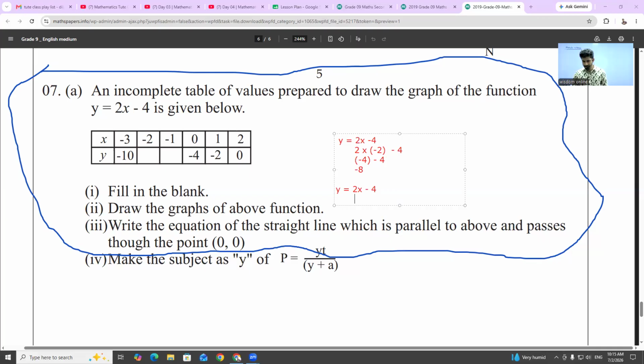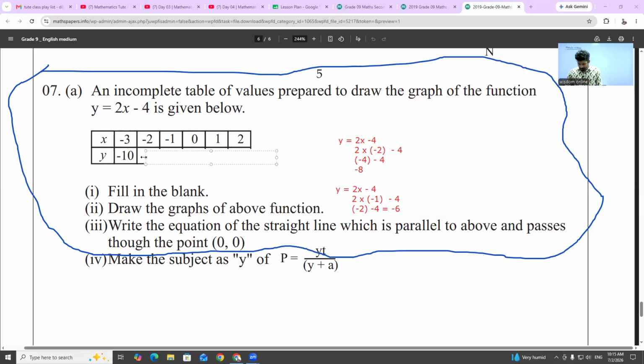Then again, y equal 2x minus 4. 2 multiplied by x, which is minus 1, then minus 4. 2 multiplied by minus 1 means minus 2. Minus 2 minus 4, what is the answer? Minus 6. Right.